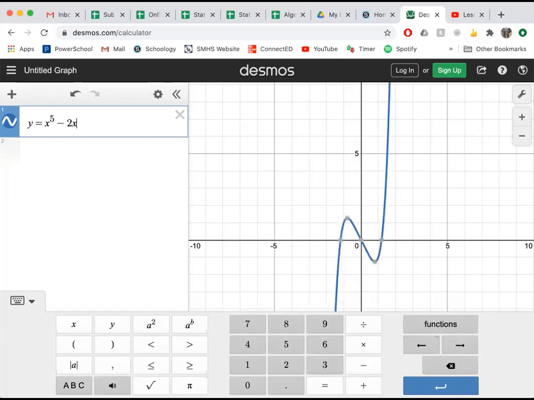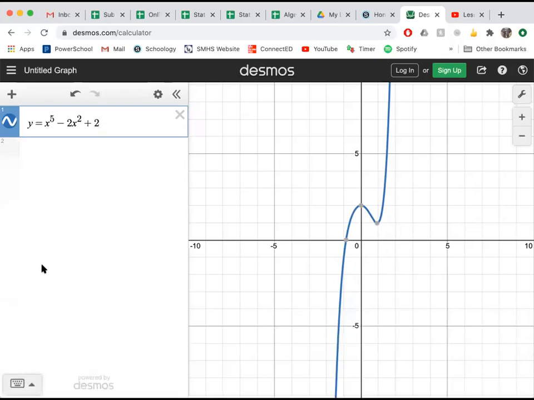Minus 2x squared, and you can just press the square button right next to the a to the b button, plus 2. All right, so there's your graph. Okay, so now let's go ahead and copy this onto our notes.